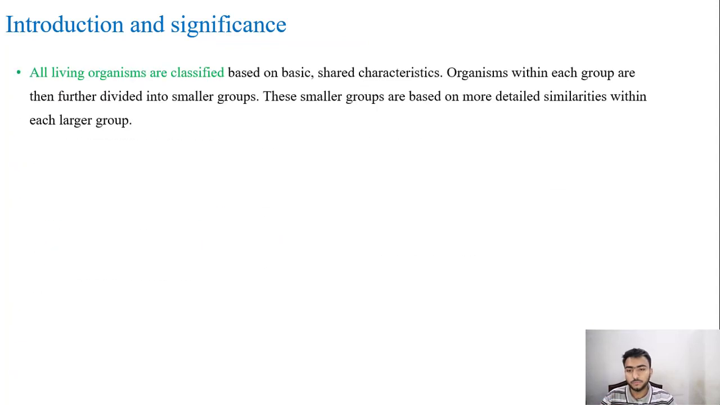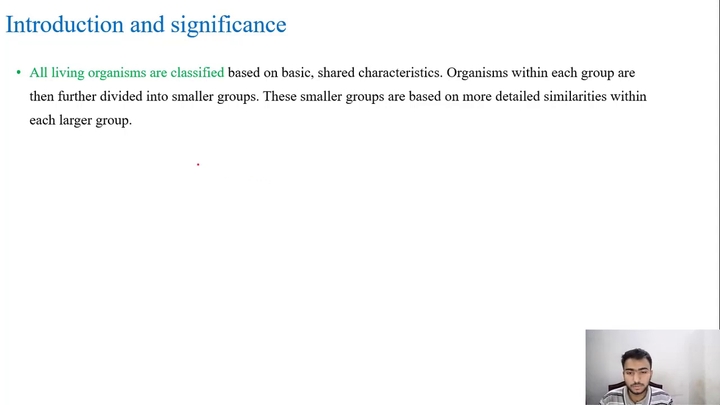Now we will see a little introduction or background of this topic: introduction and significance. What's the significance of learning this? All organisms share some particular characteristics. For example, animals that have a backbone are called vertebrates. Mammals share certain characteristics that enable scientists to categorize them as mammals. Organisms within each group are then further divided into smaller groups. These smaller groups are based on more detailed similarities within each larger group.